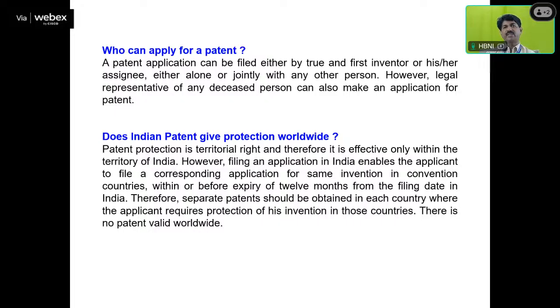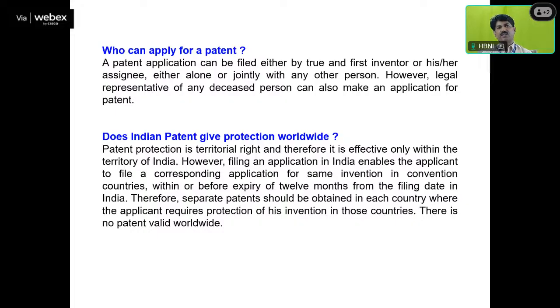So who can file a patent? A patent application can be filed either by the true or first inventor or his or her assignee, either alone or jointly with any other person. Like I have given an example: if I have done new, novel research and come up with a new product, I can go for patenting of that product. But if my three colleagues have contributed immensely during the development of that product, we can combinedly formulate a team who will go for the patent application.